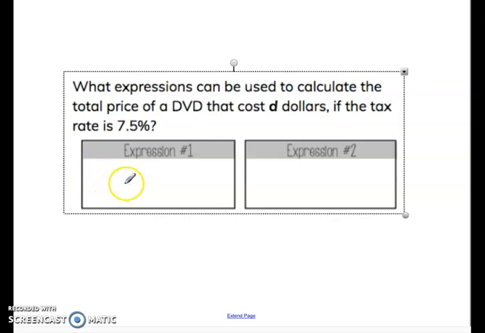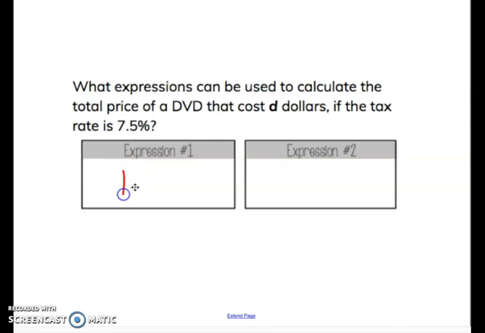Hopefully, you realize that if the DVD is 100% and the tax is 7.5%, we could find the total price by doing 107.5%. The other way to write it would be very similar to like the last example. We have the cost of the DVD, which is D, plus our sales tax, which is 7.5% of the DVD. So those are the 2 expressions that can be written to find the total cost of the DVD.